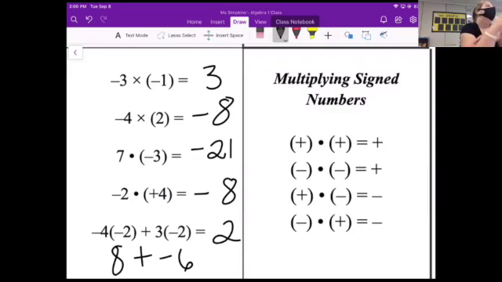up with positive 2. The main thing I wanted to touch on, we don't want to do negative 4 times negative 2 plus 3 times negative 2. We want to make sure we're following that order of operations. So what Fiona did is she did these 2 pieces of multiplication first and then added those 2 answers together.